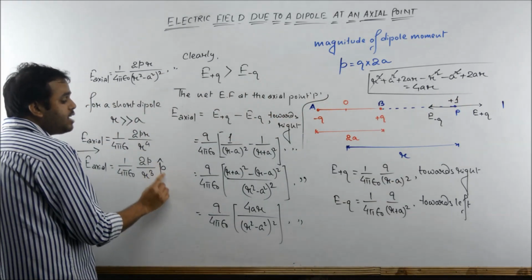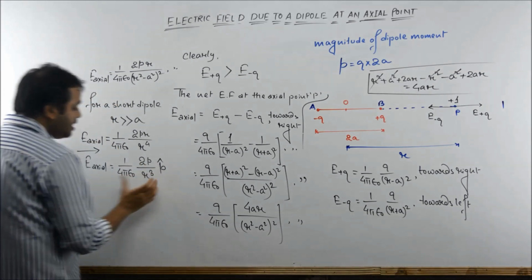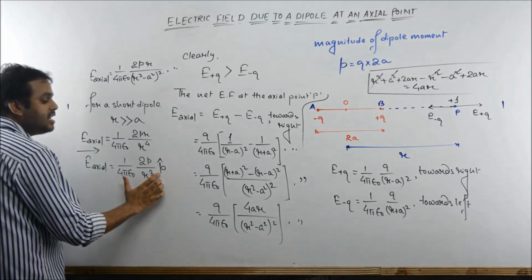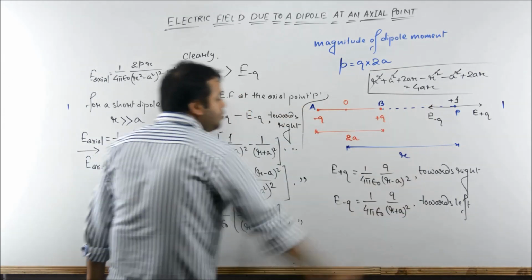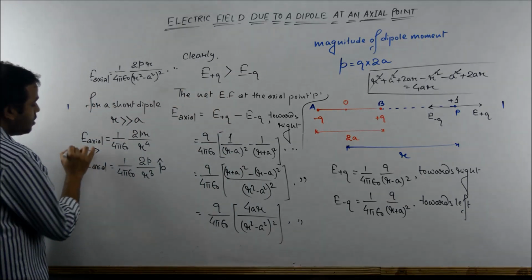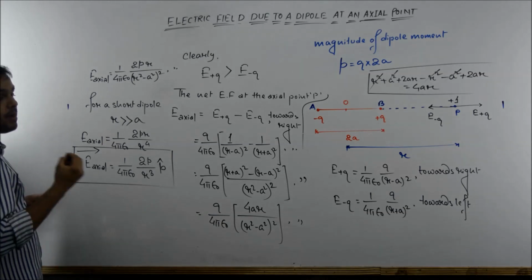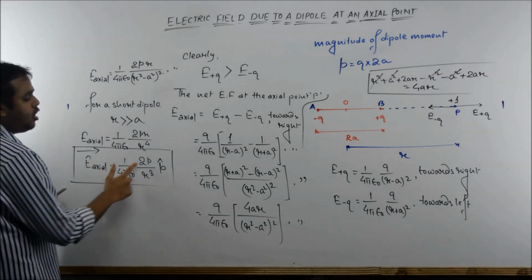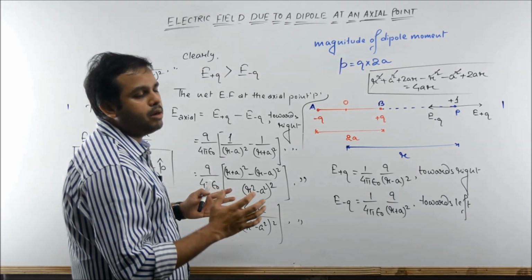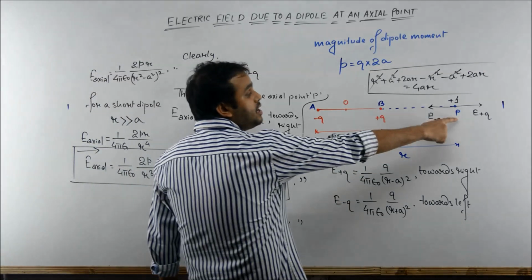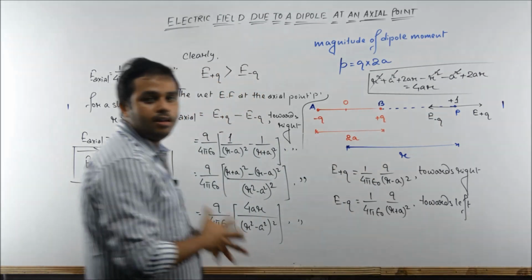So what are we trying to say by this P cap? We are trying to say that the net electric field is along the dipole moment, that is towards right. Clear, students? So this is the net electric field. What is the magnitude? It's 1 by 4 pi epsilon naught, twice P by r cube. What is P? It's the magnitude of the dipole moment. What is r? It's the separation of the axial point from the midpoint of the dipole. Clear, students?